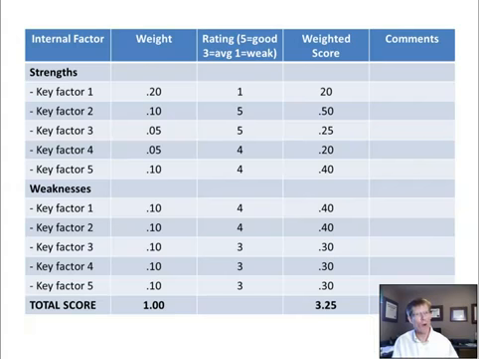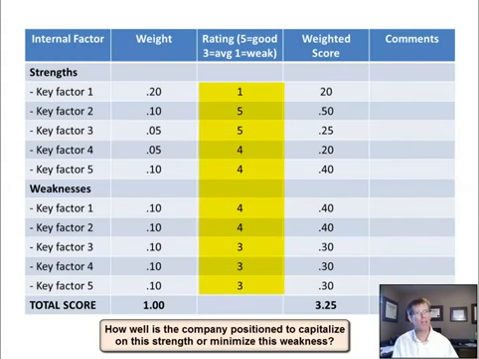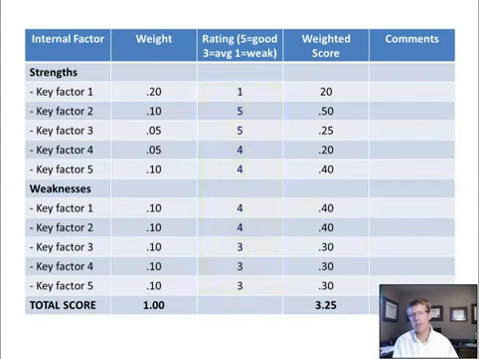And once identified, you can use the same basic table as we use to summarize our external analysis to identify the key strengths and weaknesses. The process for completion of the template is exactly the same. Identify the 8 to 10 most important strengths and weaknesses, weigh each of these factors, and rate each of them in terms of how well management is positioned to capitalize on this strength or minimize this weakness.